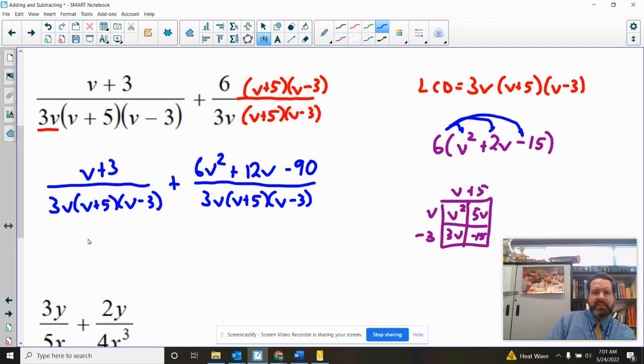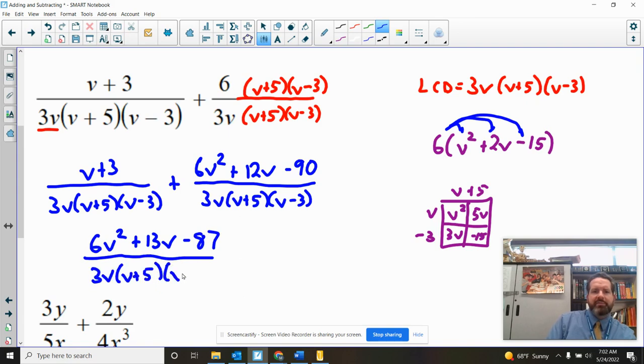This is addition, so I've got a 6v squared. v plus 12v's is 13v's overall. 3 plus negative 90 is minus 87. All over our common denominator of 3v, v plus 5, v minus 3. We're just going to make a note also, make sure the v isn't 0 or negative 5 or 3. Put that all together and you are good to go.